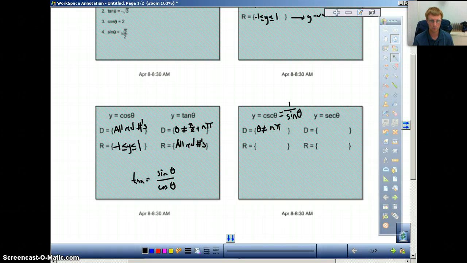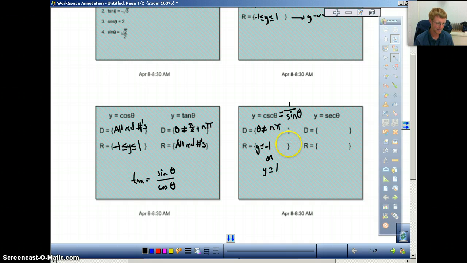So that will cause our range to be y is less than or equal to -1, or y is greater than or equal to 1. And that defines our range. It starts at -1 and goes down, and it starts at +1 and goes up, and nothing in between.